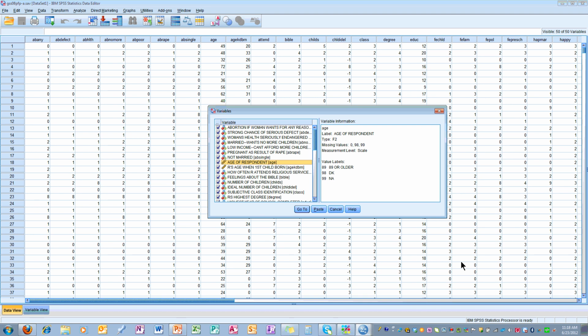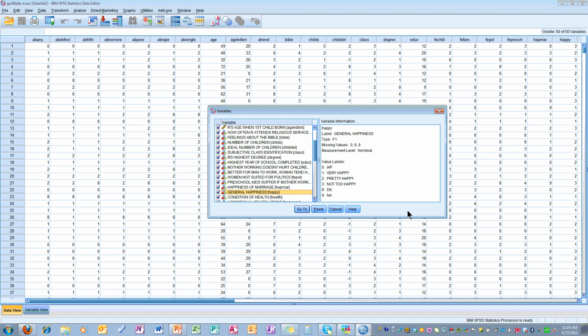In the first SPSS exercise, you're asked to go through all the databases and start to select some variables that are of interest to you. And when you're selecting those variables, note the level of measurement. Here it refers to the level of measurement as scale, and that's another way of saying interval or ratio.